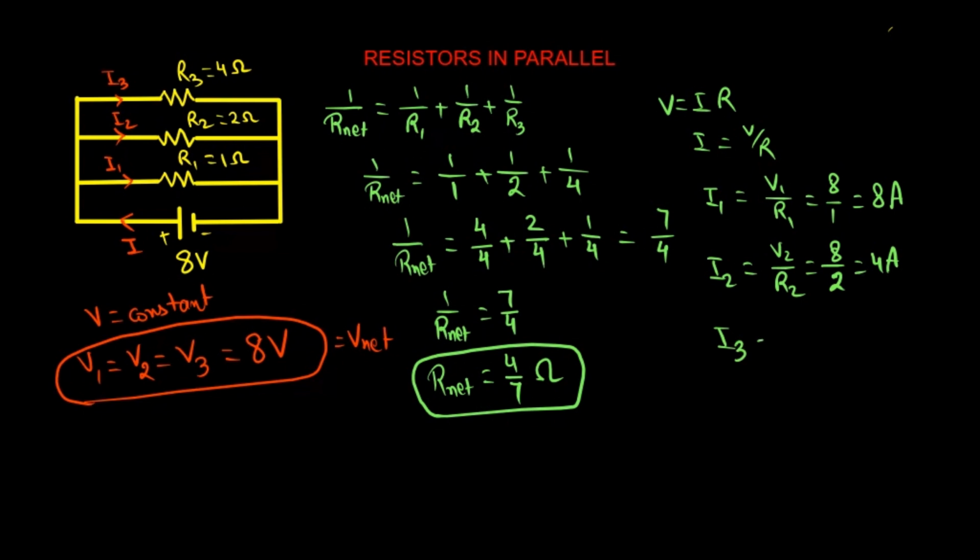And I3 would be V3 over R3. V3 is 8 again over R3, which is 4, 2 amperes. And I net would be simply V net over R net. Or you can also find I net by adding I1 plus I2 plus I3. They will both give you the same result.